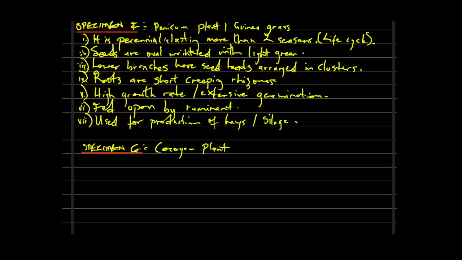Specimen G is from the family Araceae. That's the family name. You could be asked for the family name, so that is the family name. It has broad green leaves.